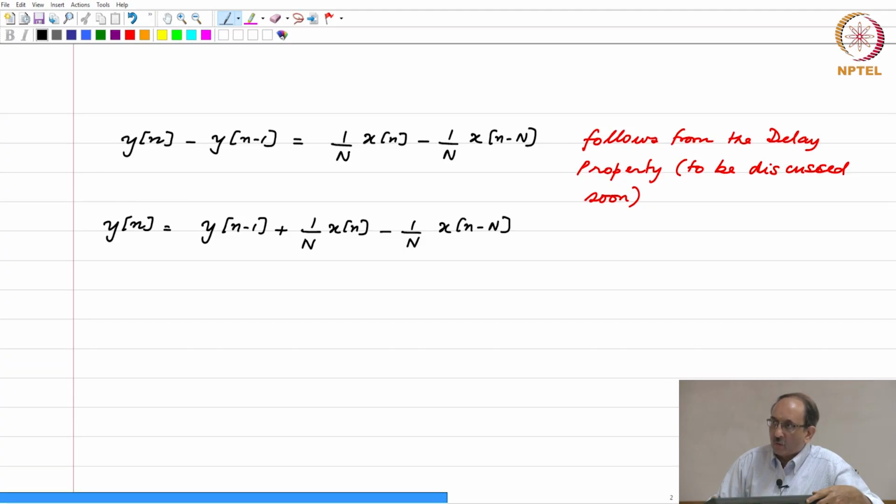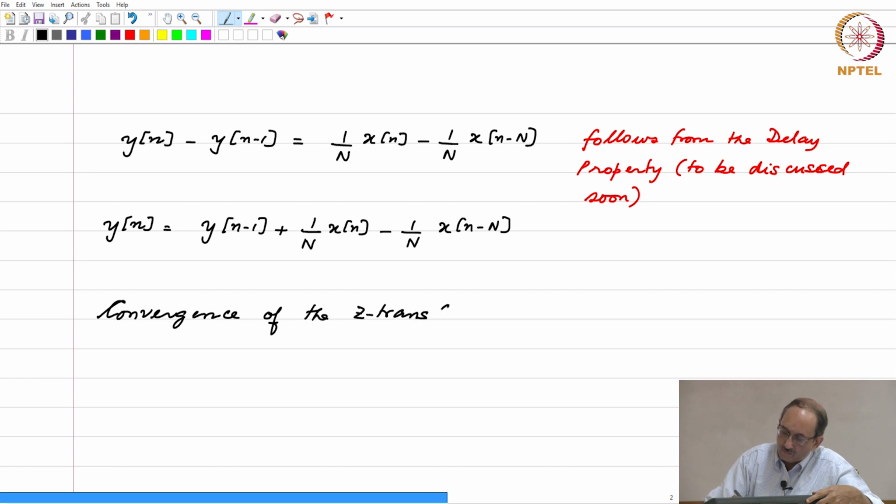Now let us talk about convergence. Because you have the sum going from minus infinity to plus infinity, you need to worry about whether this quantity exists or not. There are many criteria for convergence.